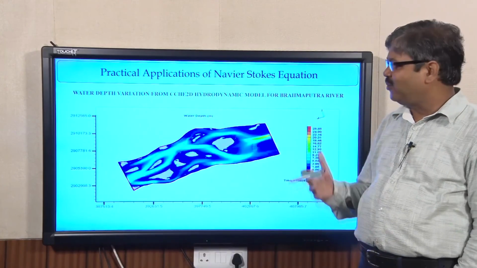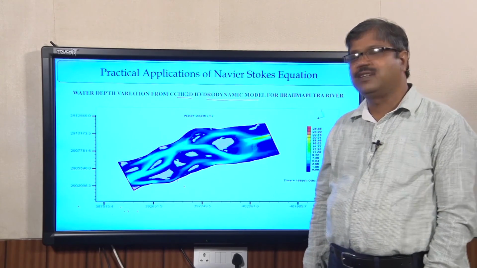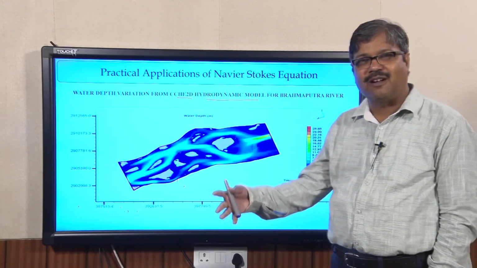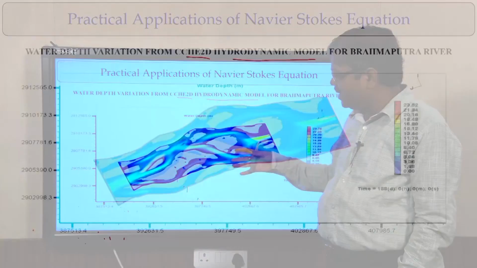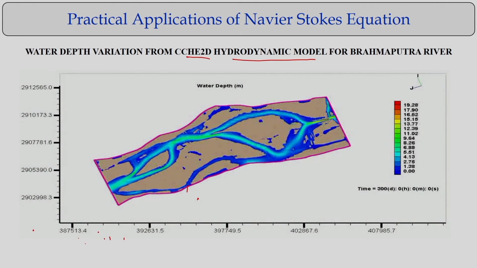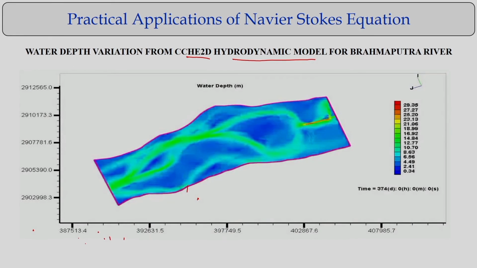Let us look at a few examples of what we have done for the Brahmaputra river using a hydrodynamic model, the CCHE2D model, to simulate the water depth variations at the seasonal, monthly and daily scales. Using these equations, when you solve them, this is the example file we are demonstrating to you: water depth variations at the daily, seasonal and monthly scales, which are solutions of the Navier-Stokes equations. We can measure how the flow depth is increasing or decreasing, how the channels are forming, how the flood plains are getting more water. All these things we can do in mathematical models by solving the Navier-Stokes equations. That's what is possible today.